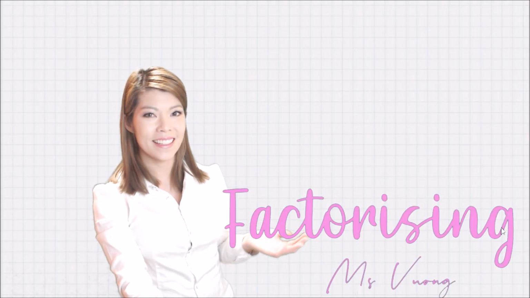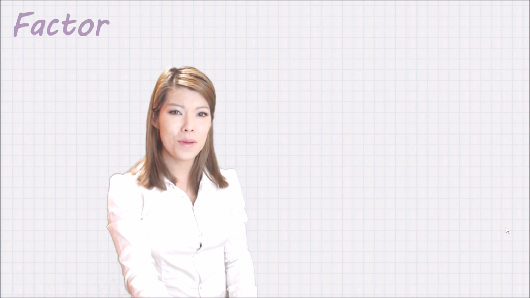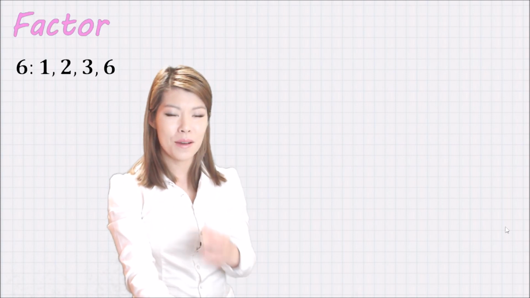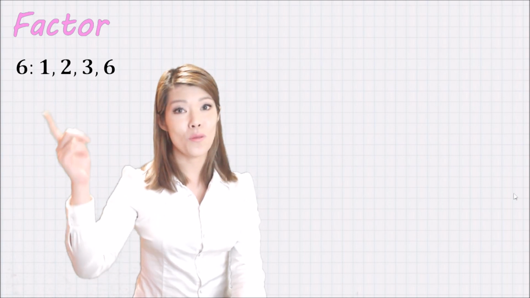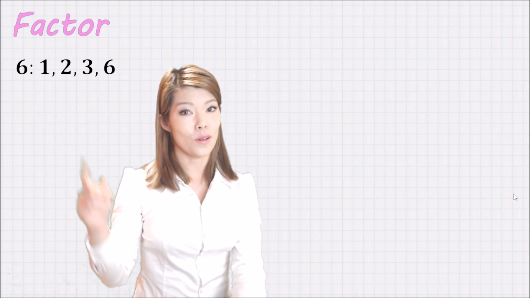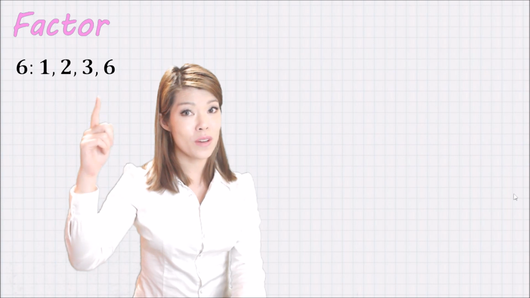Hi everyone, today we're going to look at factorizing. So what is a factor? Remember, factors are numbers that multiply to give you the number. So for example, the factors of 6 are 1, 2, 3 and 6. So 1 times 6 is 6, 2 times 3 is 6.